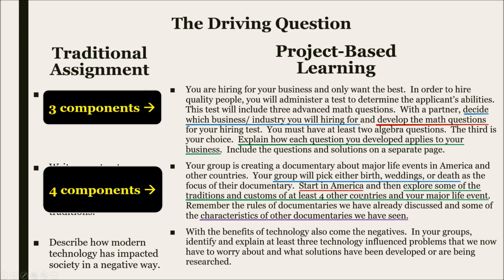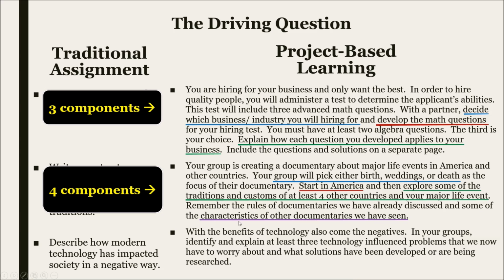So I have said, okay, you can pick between birth, wedding, or death. So they still get to pick, but I have limited the choice. They're going to start in America and with their particular choice and talk about some of the traditions and customs. So notice I did not say which traditions and customs they have to pick from American culture. Then they're going to look at 4 other countries. Again, I have not told them what 4 countries they will pick. So again, they have a huge canvas that is wide open to them. And then, of course, which traditions and customs they pick from those 4 countries is completely up to them.